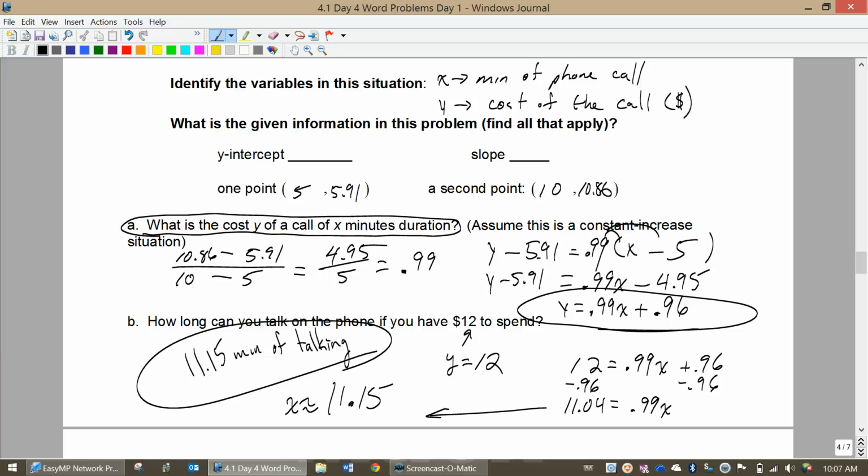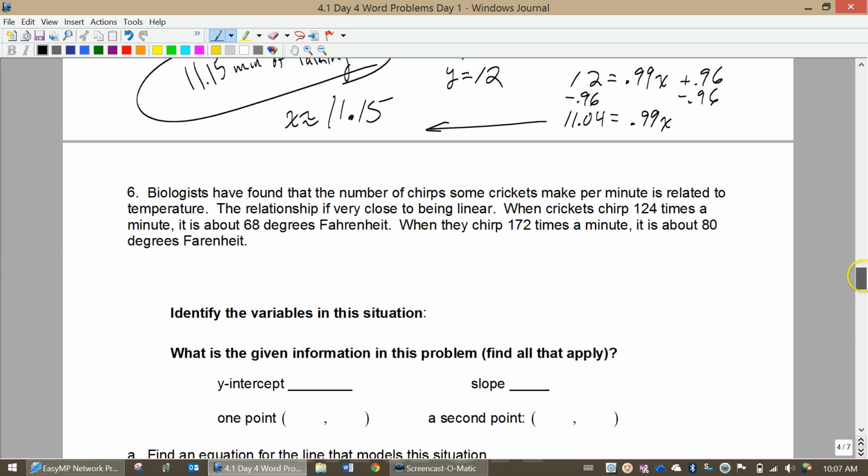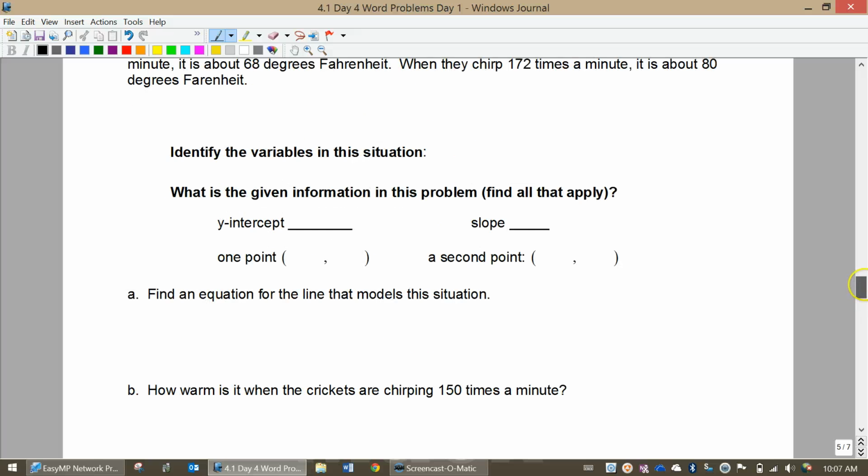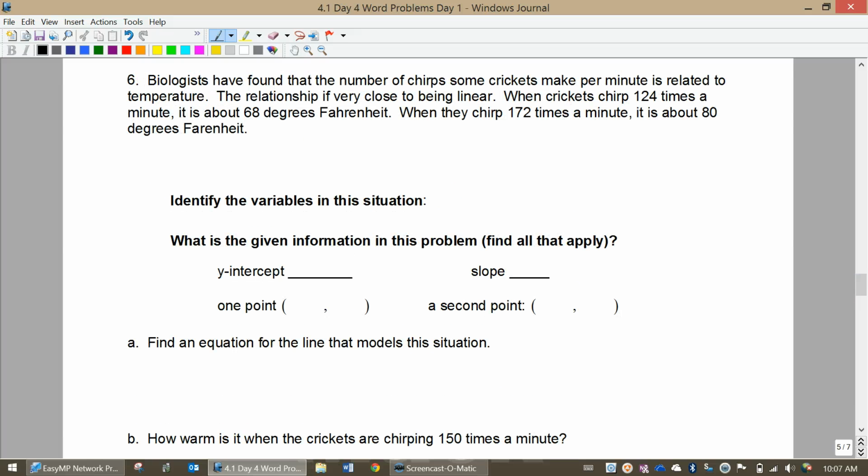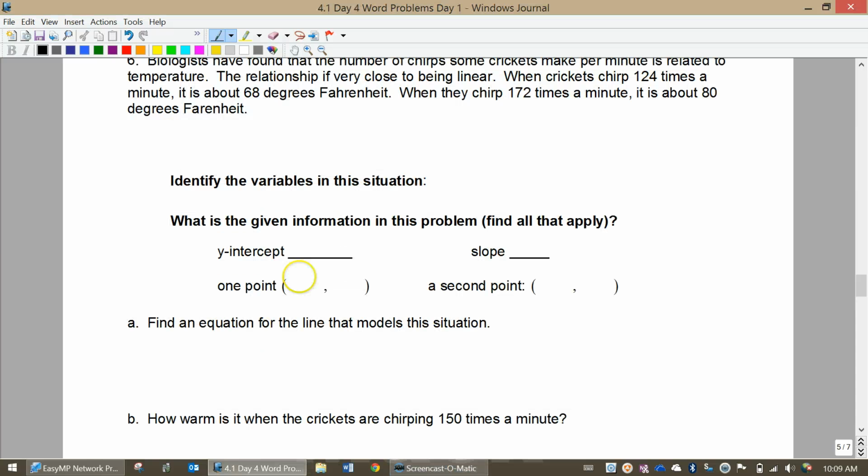That was a really good question. Way to analyze it. A little higher level thinking there. Go ahead and look at number 6 and try to take care of it. I'm going to propose some questions to you in terms of these variables. Remember, we have to have our conversation with the independent and dependent.